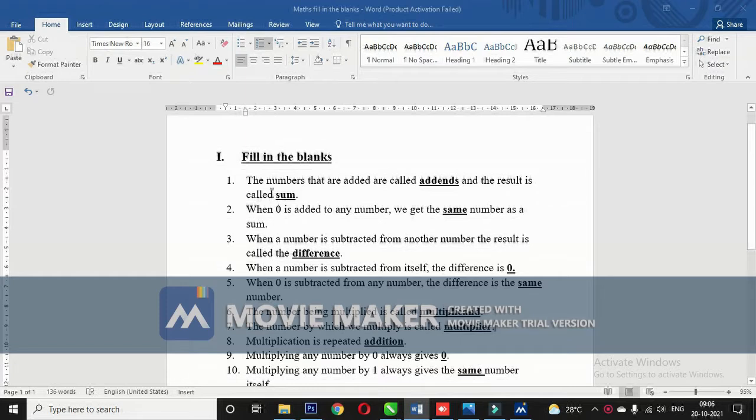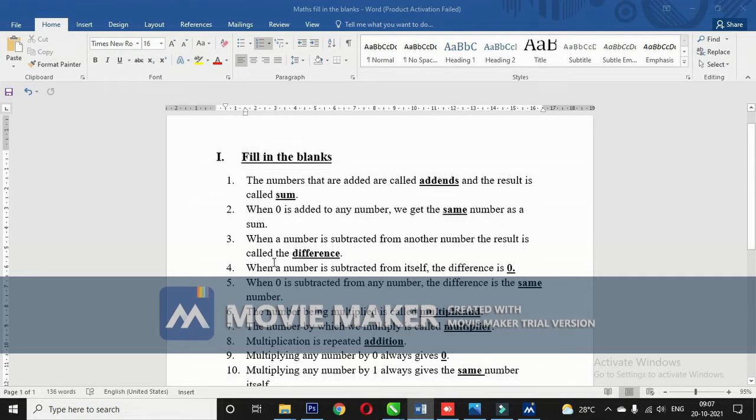So the first one: the numbers that are added are called addends and the result is called sum. This belongs to addition. Next, when 0 is added to any number, we get the same number as a sum. If 0 is added to 46, 0 plus 46, we get 46 as the answer.